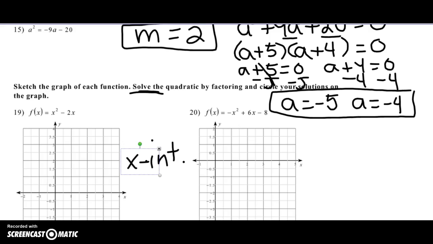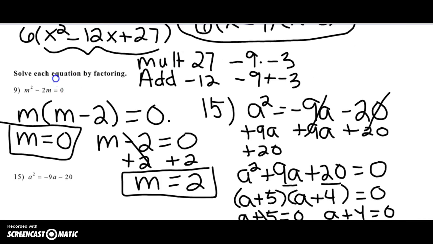On the previous problems, if you graph number 9, for instance, when you graph it, it's going to cross the x-axis at 0 and at 2. And you can check me if you don't believe me.